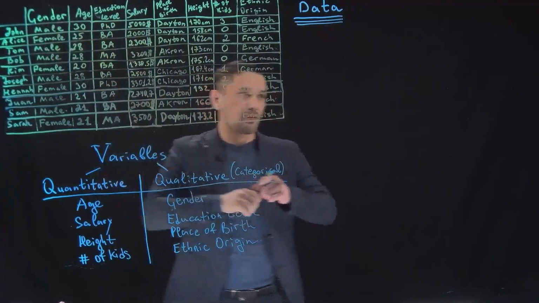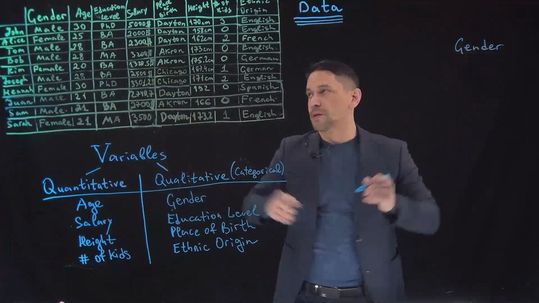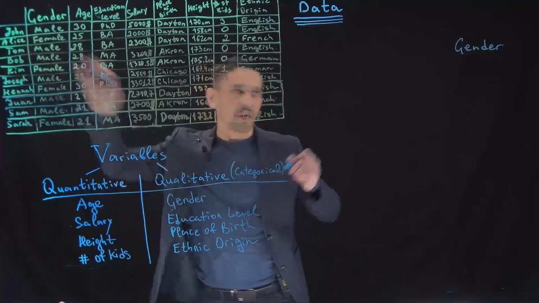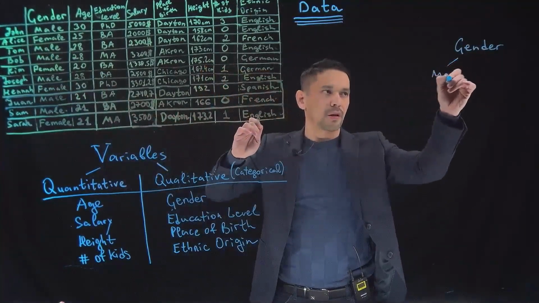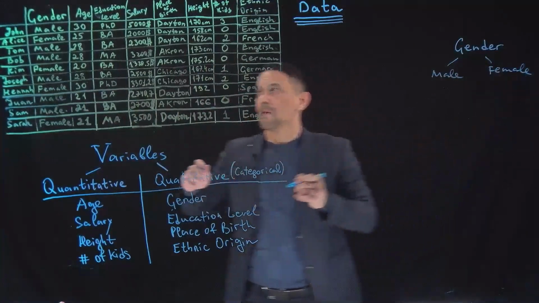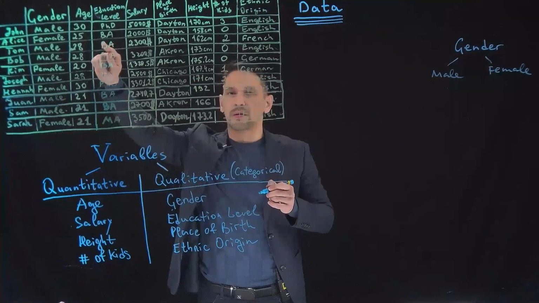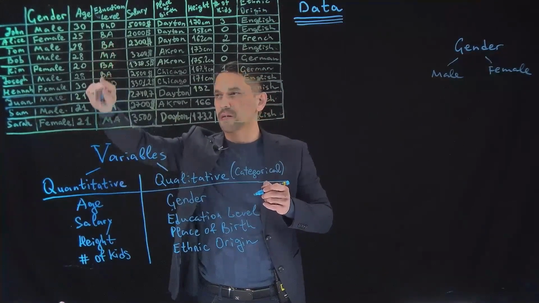Now gender is a variable. And this variable has 2 possible values, male and female. Education level is a variable as well, and as you can see here, it has 3 possible values, bachelor's, master's, and PhD.